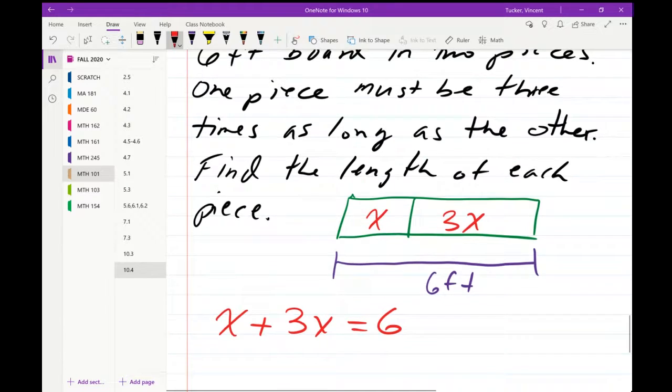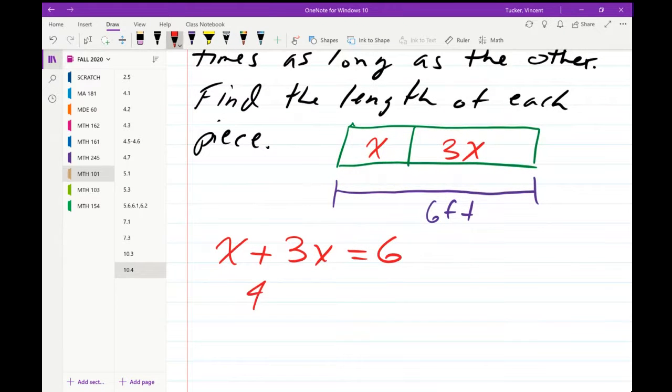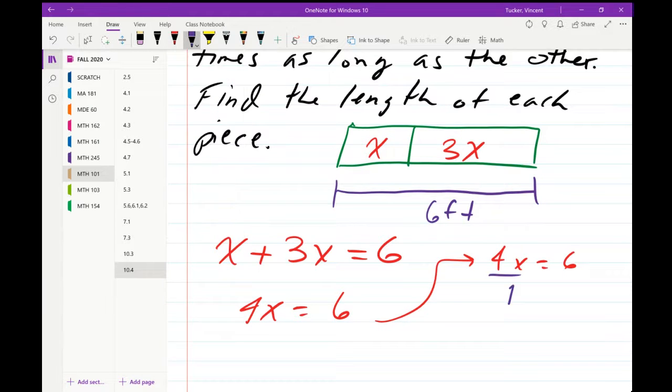All right. You can go ahead and solve once you have your equation set up. Add them together. That'll be 4X. And we can take that and divide it by 4. 4's cancel on the left. X is equal to 1.5.